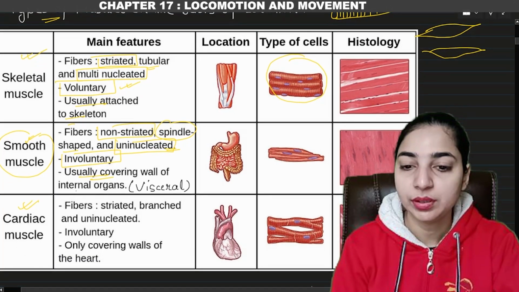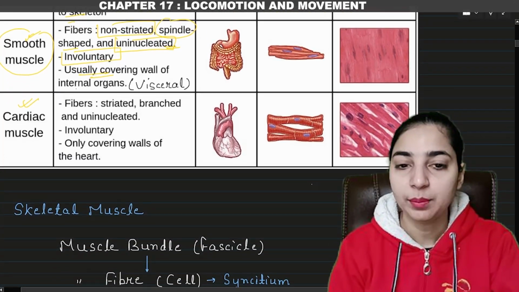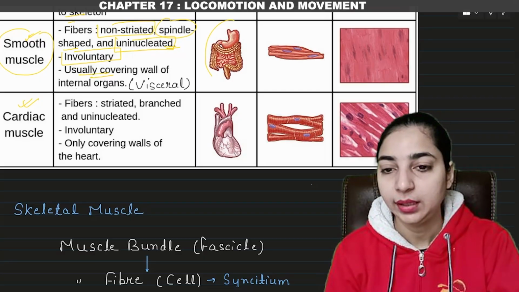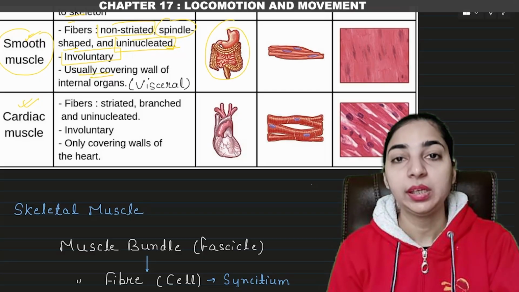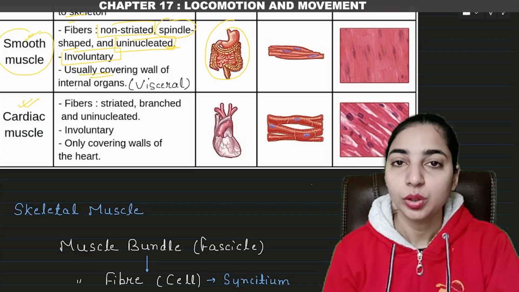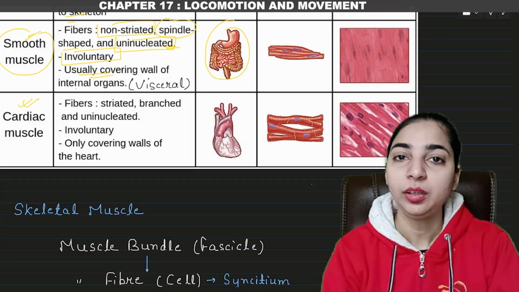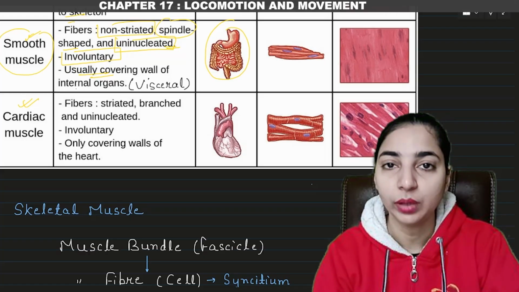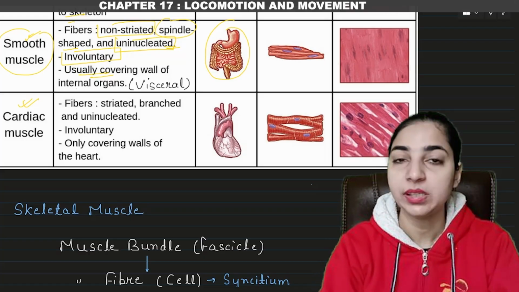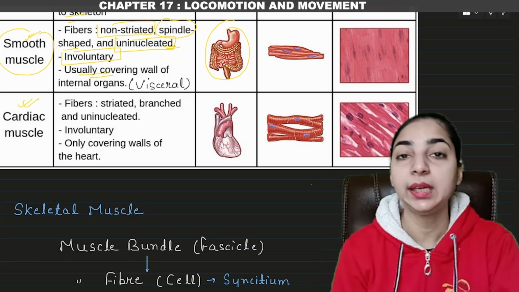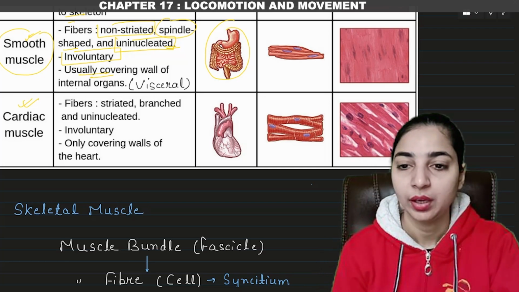What are the examples of the organs? The example can be the alimentary canal. Here you can see the alimentary canal is shown. The alimentary canal consists of the stomach, small intestine, and large intestine. So you do not control when to move the food from the stomach to the small intestine or from the small intestine to the large intestine, right? All these movements are not under our direct control. Therefore, these are involuntary muscles, right?